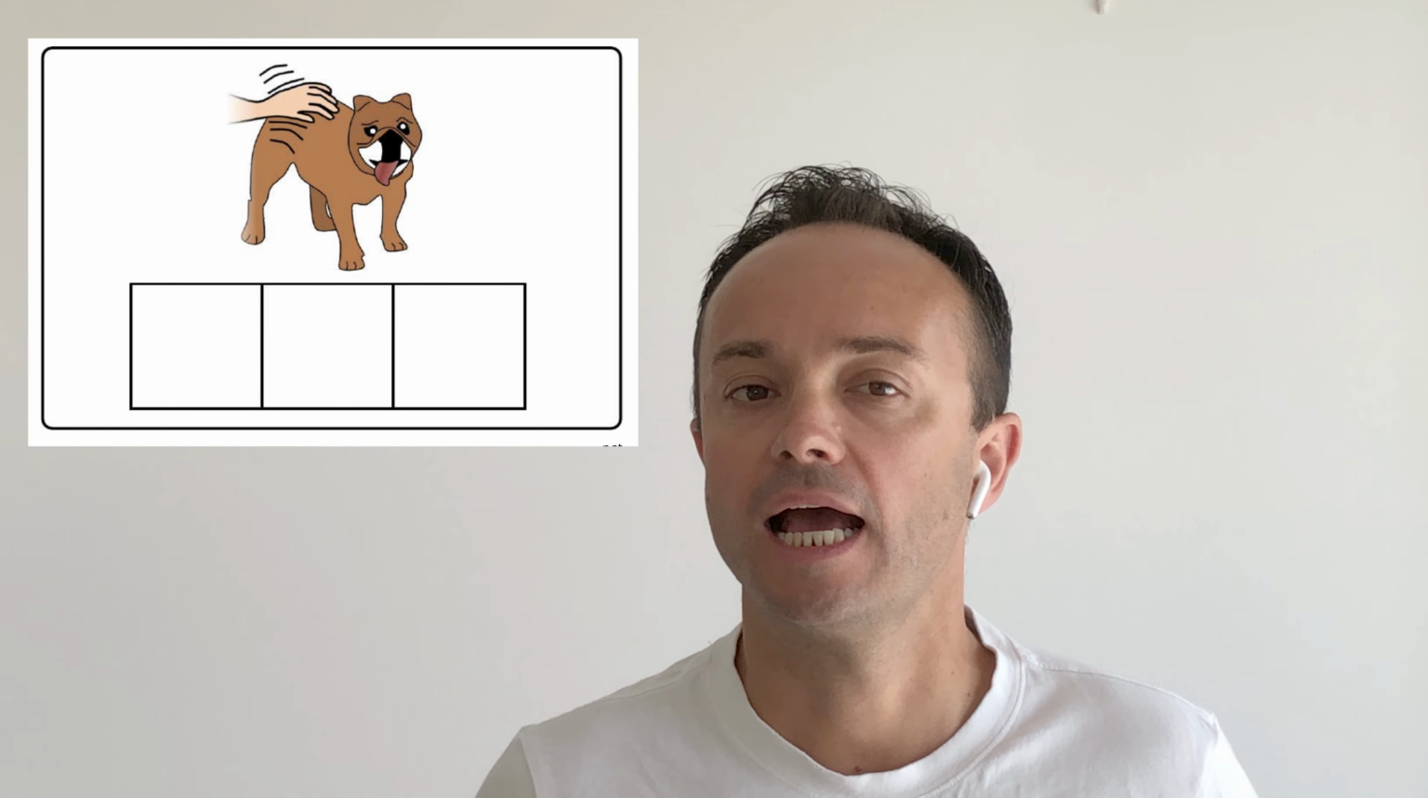Segmenting. Segmenting is the opposite to blending. If blending is to put our sounds together to read a word, then segmenting is to start with the word and to break it down. So to ask if a child can segment the word dog, we would simply speak the word dog and ask them, what is the first sound you can hear? What is the middle sound you can hear? And what is the final sound you can hear?